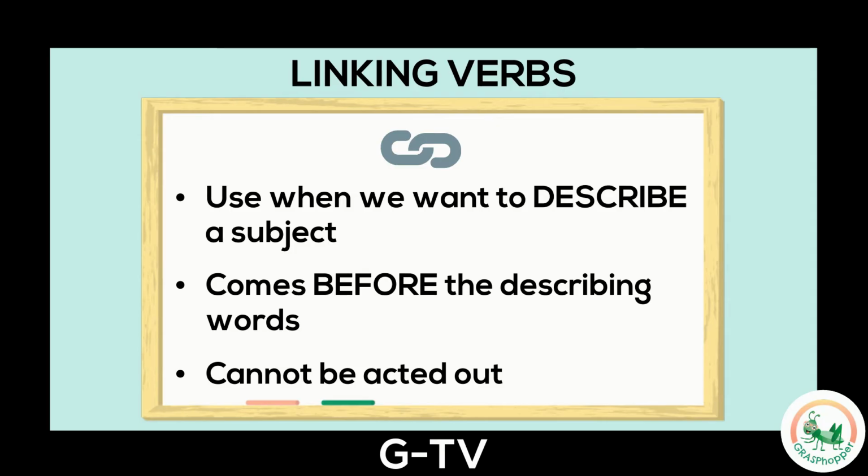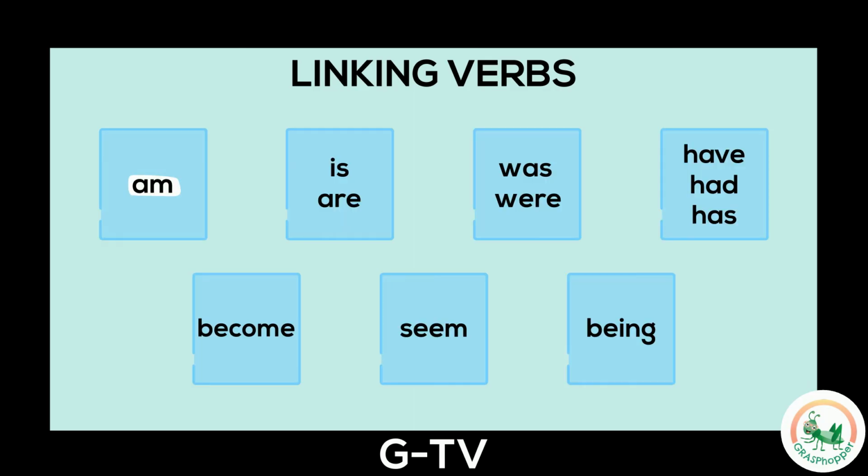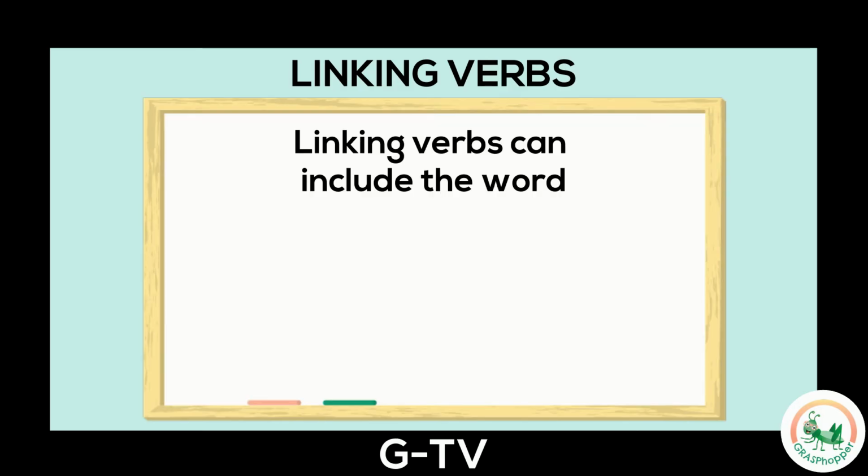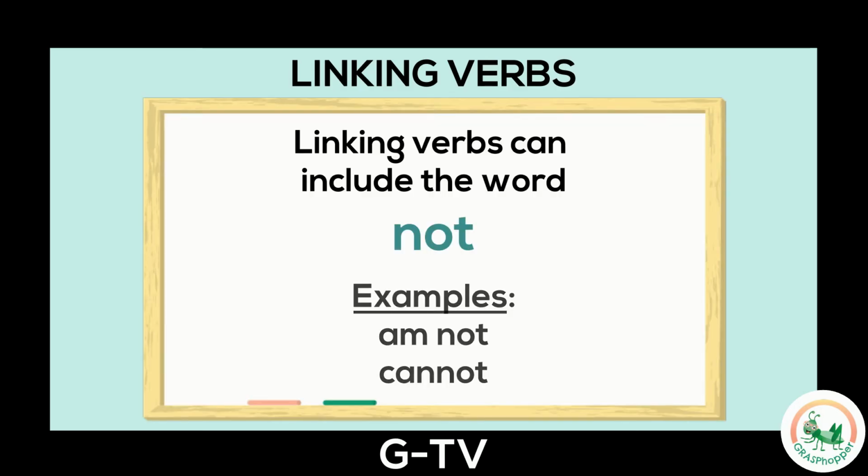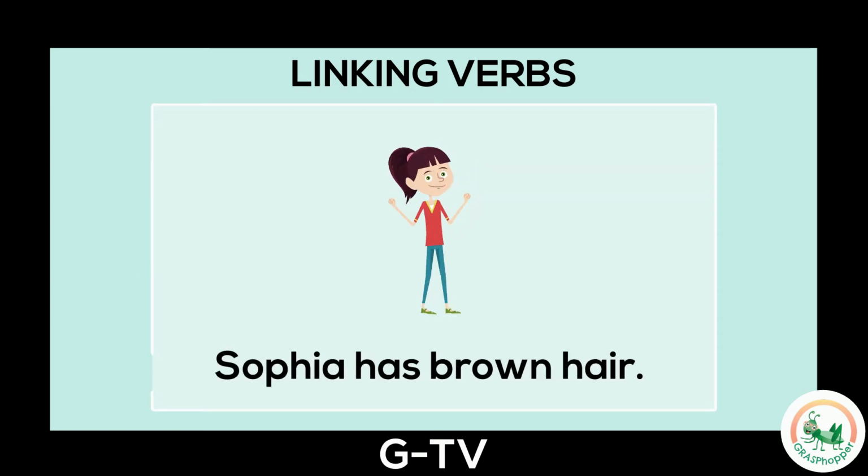Some examples of linking verbs are am, was, have, become, and seem. Linking verbs can also include the describing word not, like am not and cannot. Here's an example of a linking verb in a sentence. Sophia has brown hair. The linking verb is has. It links the subject Sophia to the rest of the sentence that describes her hair.